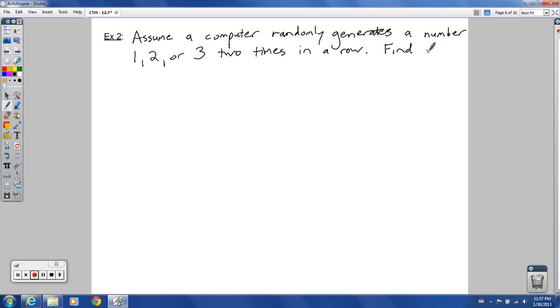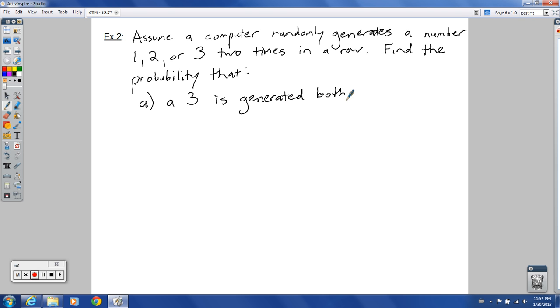And this one will have a couple parts to it. Actually 3 parts to it. Find the probability that, so we're going to go back a couple lessons here for this one. A 3 is generated both times. And so yes, it would be 1/3 times 1/3. That, going back one lesson, is all we need for that one.